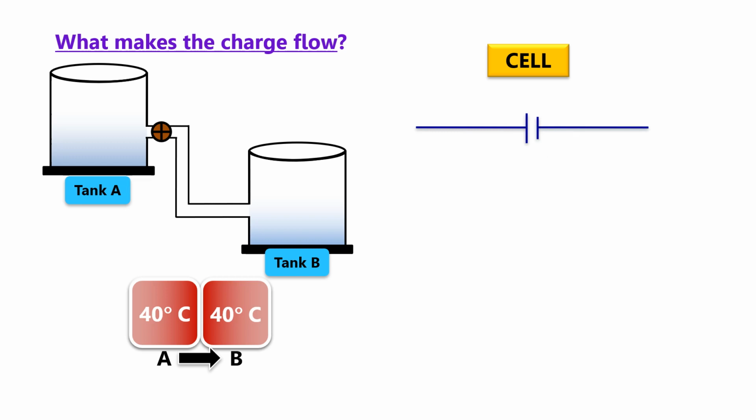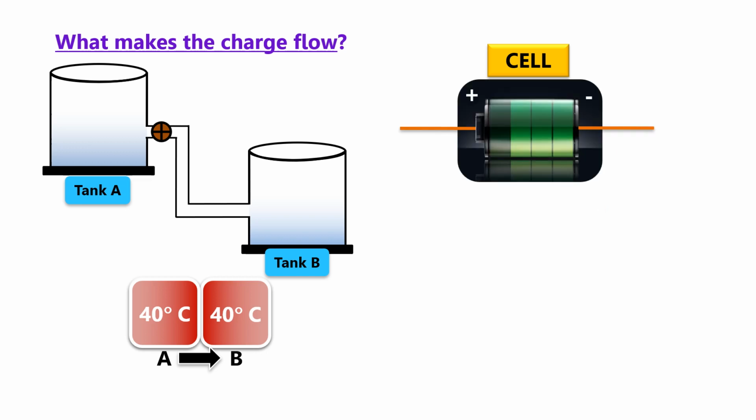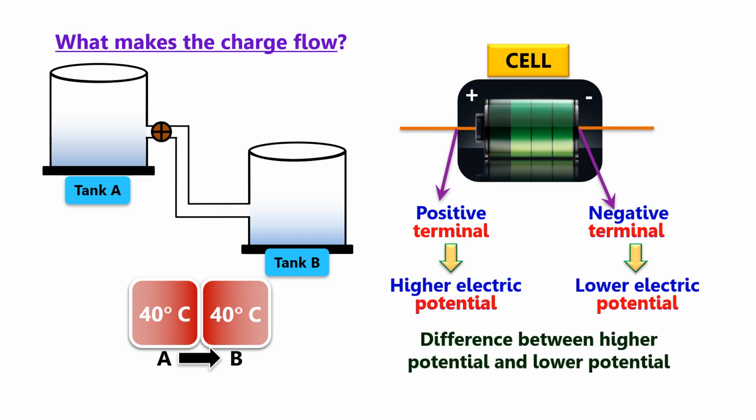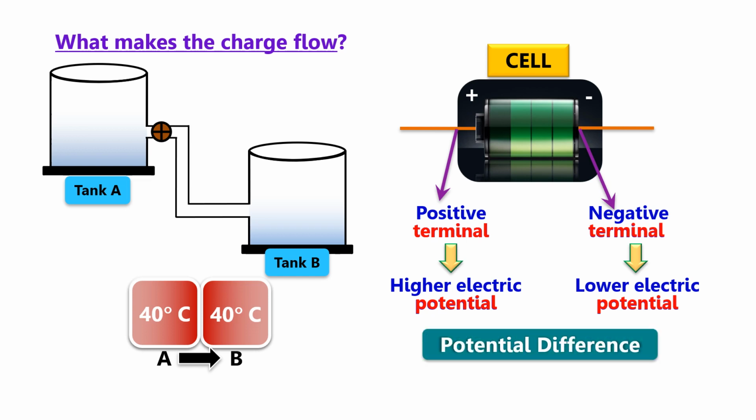This is the diagram of a cell, with the bigger line representing the positive terminal with a plus sign and the smaller line representing the negative terminal with a minus sign. Remember, positive terminal means higher electric potential. Similarly, negative terminal represents lower electric potential. The difference between higher potential and lower potential is the potential difference. The function of the cell is to create the potential difference.